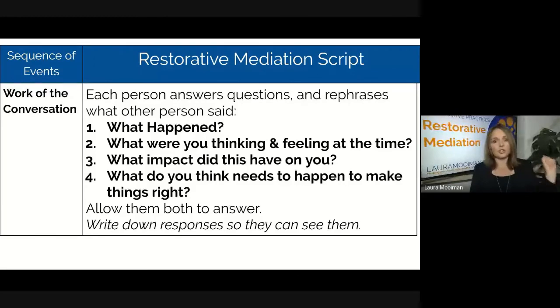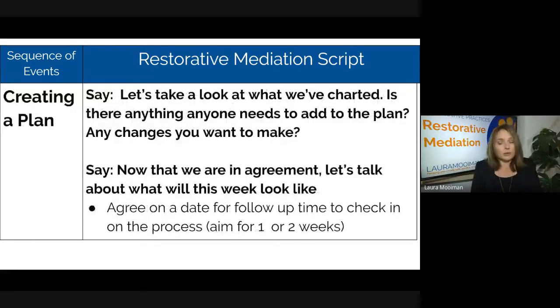Well, I don't want her talking to my boyfriend anymore. She just needs to stop calling me that name, or I don't want her to roll her eyes. Okay? So whatever agreements we're making, you just jot them down. And then you together collaboratively look it over and see, okay, which of these do we want to change? What do we want to keep? So that part is going to be that plan. Let's take a look at what we've charted. Is there anything people want to add? Anything you want to change?